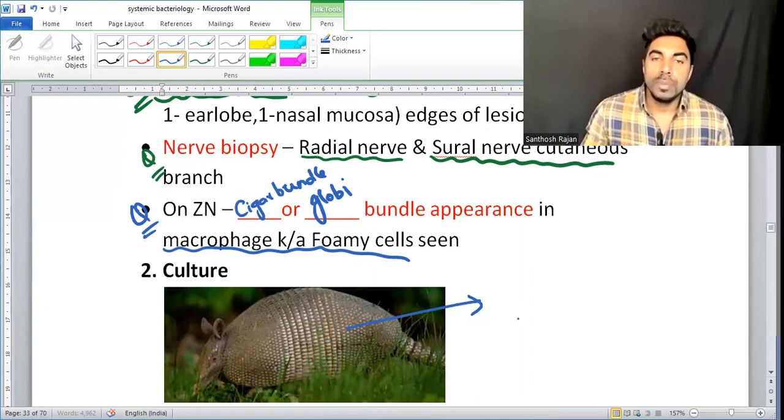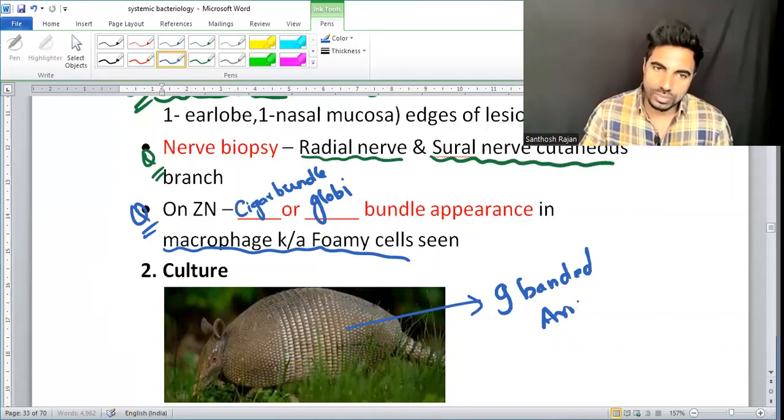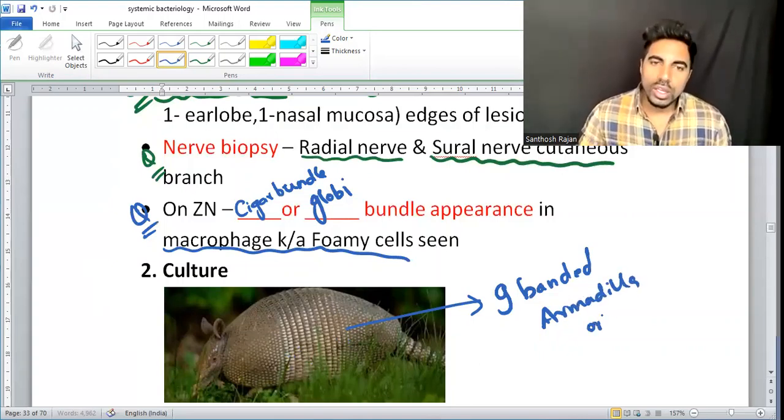Which one? It is because for Mycobacterium leprae, we don't have artificial culture media. It's very difficult to grow. That's why we use animal inoculation. Which animal? The 9-banded armadillo is important. 9-banded is a question. The 9-banded armadillo is used. Armadillo is expensive.